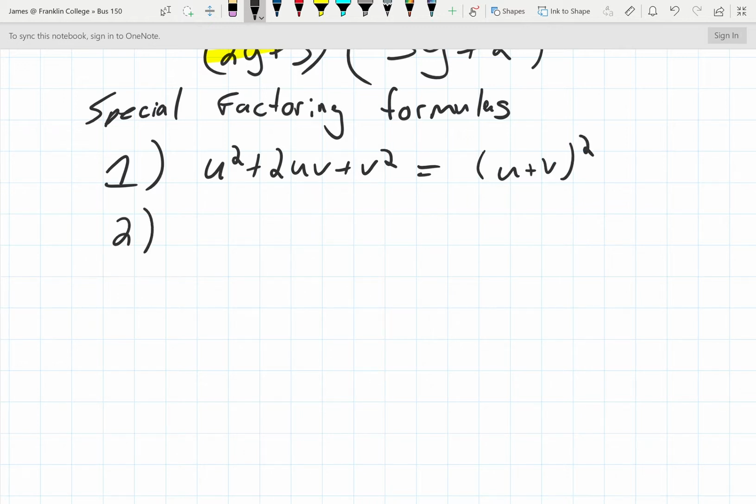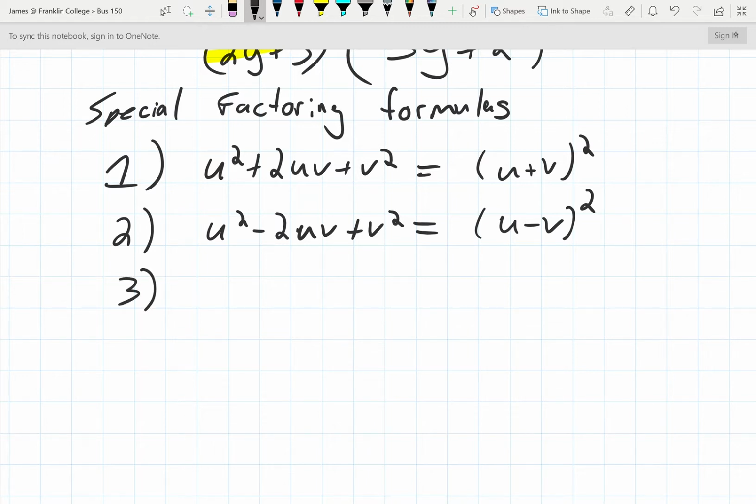All right, second factoring formula that we're going to be dealing with: u squared minus 2uv plus v squared. Well, that's actually very similar to the first one. It's just that we have a minus in the middle term. And similarly, that's just going to be (u minus v) squared. All right. The third one that we're going to have is the difference of squares, u squared minus v squared. That can be expressed as (u plus v) times (u minus v).